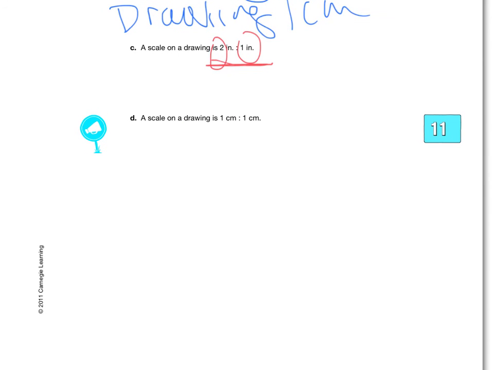Okay, our last one is 1 centimeter. On a scale drawing, 1 centimeter equals 1 centimeter, which means that the model and actual equal the exact same thing. Pause, write this down, and when you come back, I'll be on the next page.